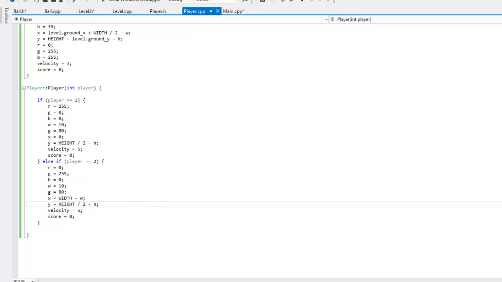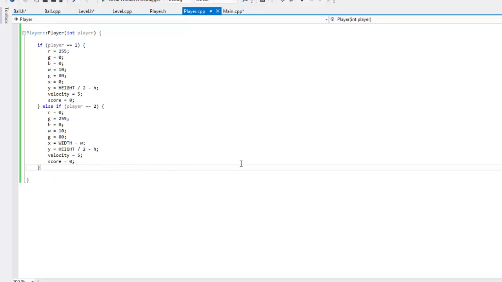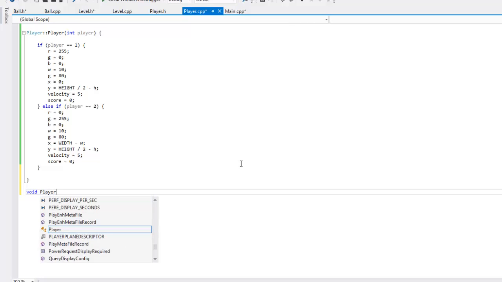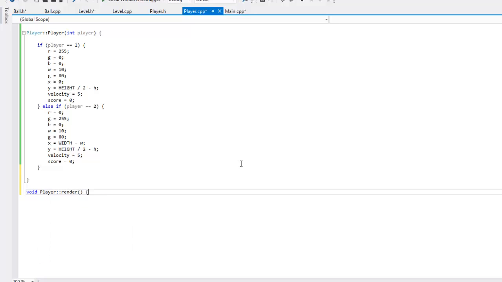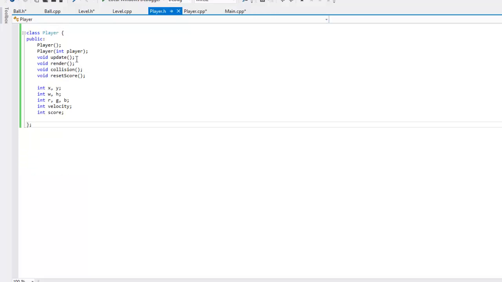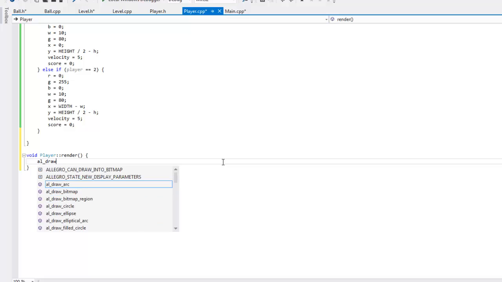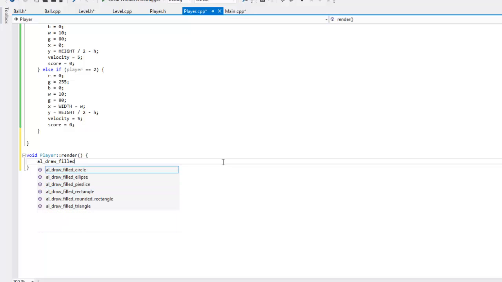Cool. Okay, so let's start making these other functions. Actually, we don't really need update. I think I might change the way we're going to do this. So let's just get rid of update, because there's not really anything for us to update. I think really all we need to update is the ball.